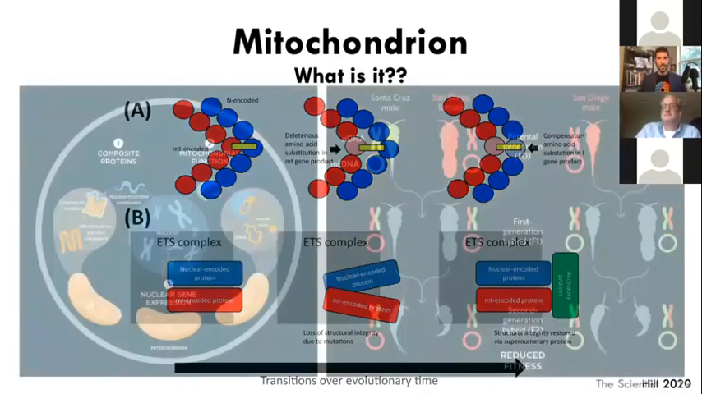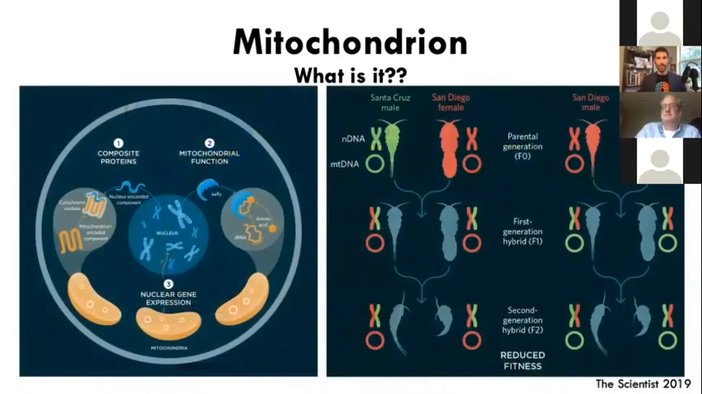And this has been studied pretty extensively outside of humans. There are copepods in California, two different species in Santa Cruz and San Diego. Essentially they interbreed them and look at the F1, which is the first generation after they hybridize, and then the F2, which is the second generation after they hybridize. And by the second generation, if there are incompatibilities, they break down and they're inviable.